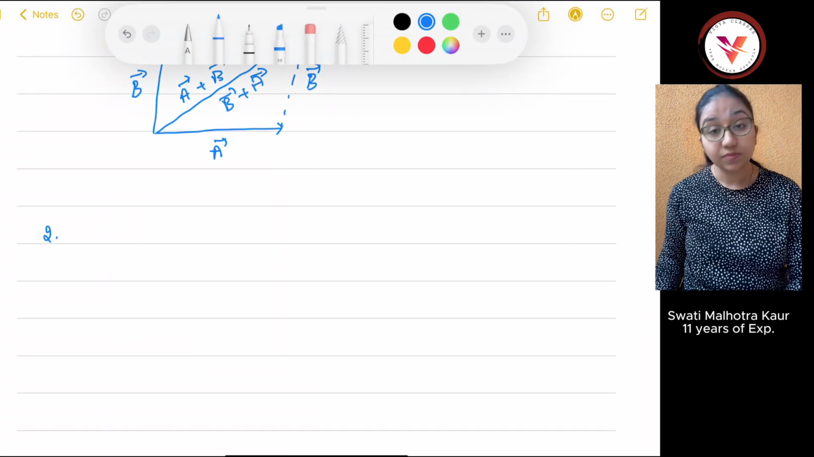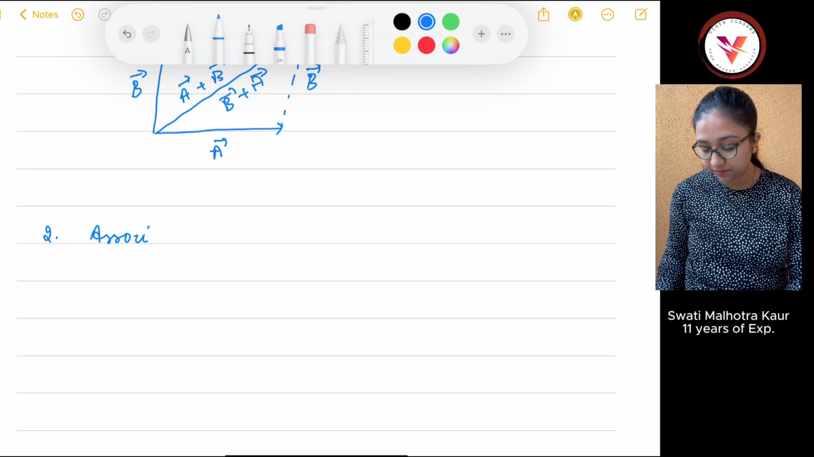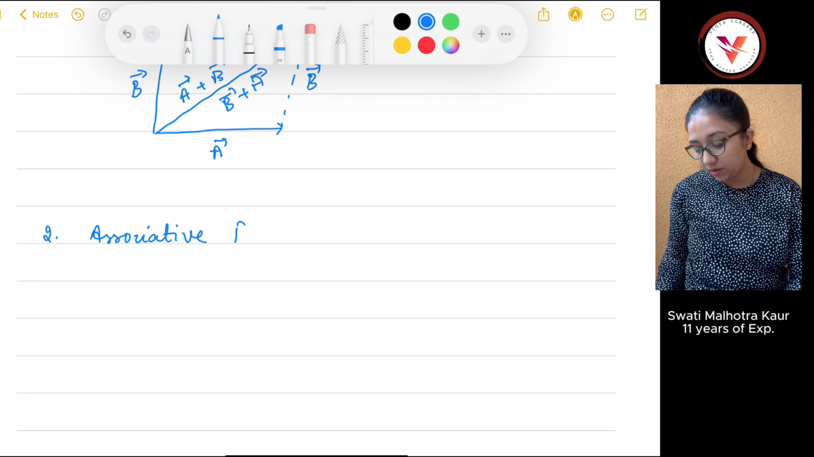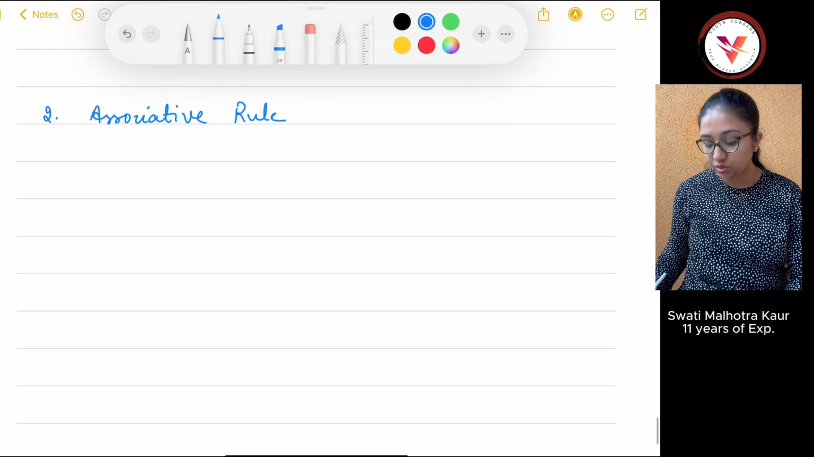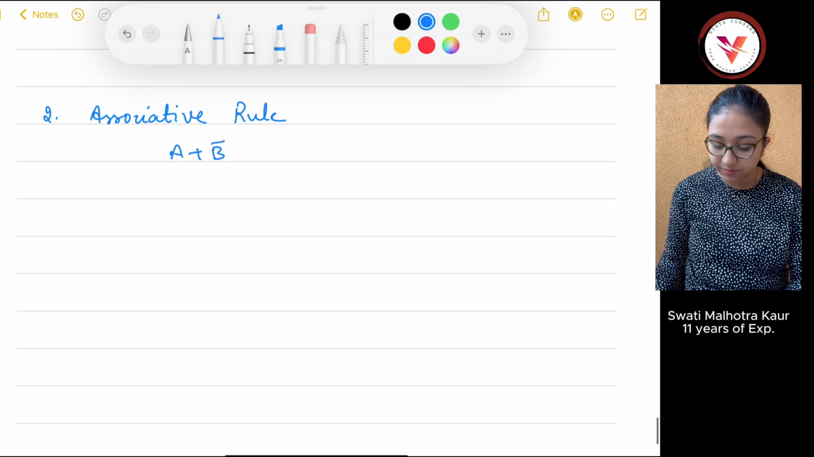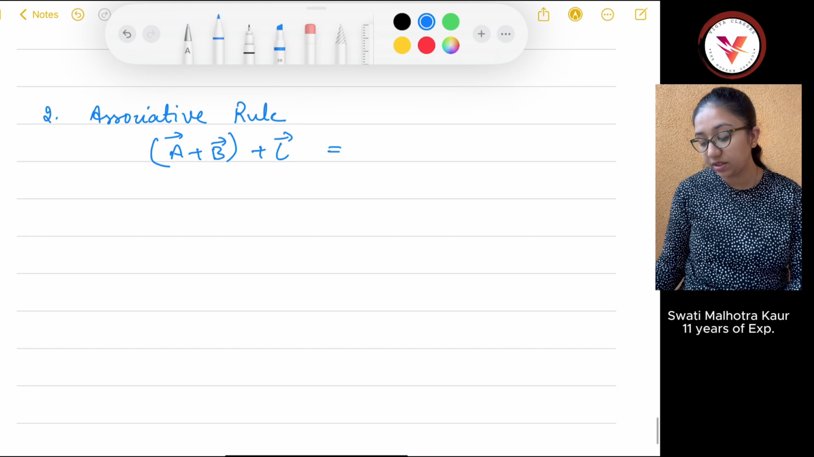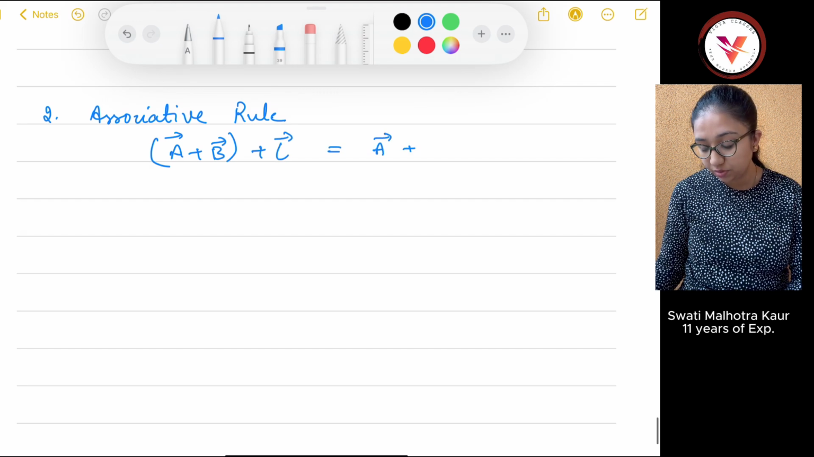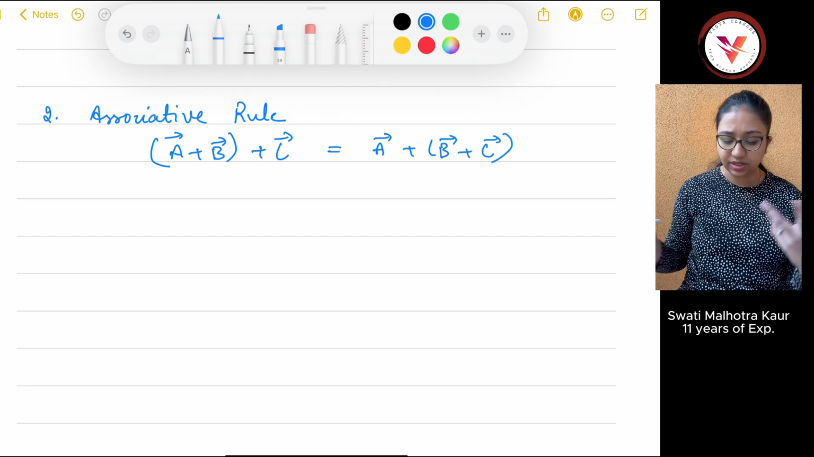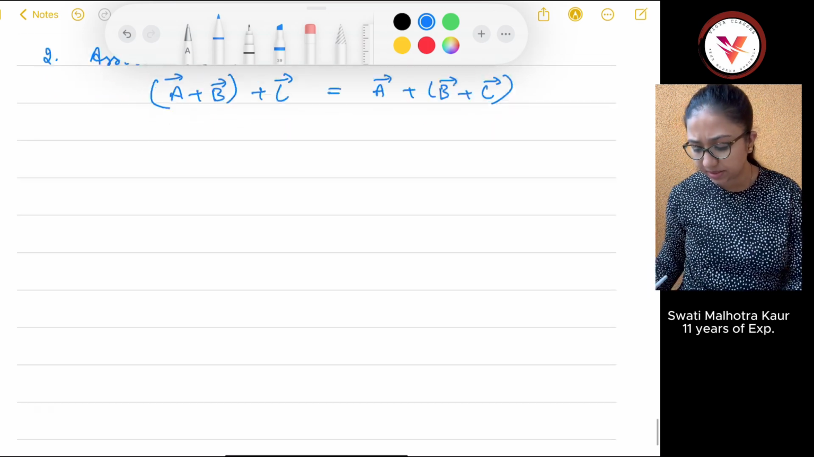Next is the associative rule. That is, you can simply add these two vectors A plus B, then add the C vector, or you can first add B plus C vectors and then add the A vector. The result remains the same.